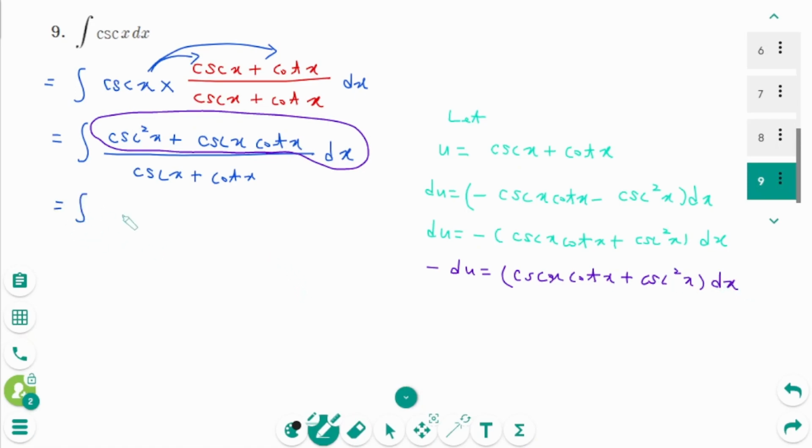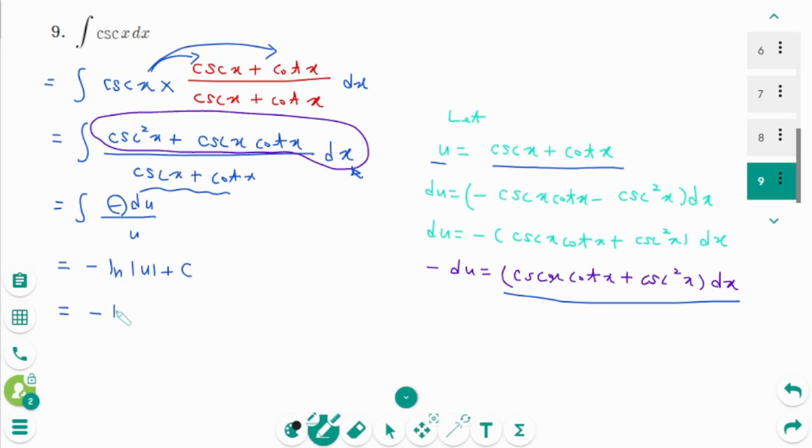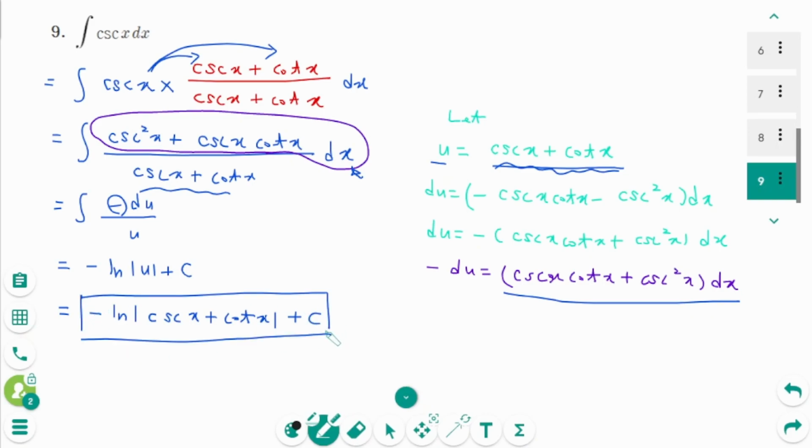The integral of this part is minus du over this part is u, equals minus ln absolute value of u plus c, equals minus ln absolute value of u, where u was cosecant x plus cotangent x, plus c. Now we have a formula. Integrating cosecant x gives us two formulas. We have found one. Let's find another one.